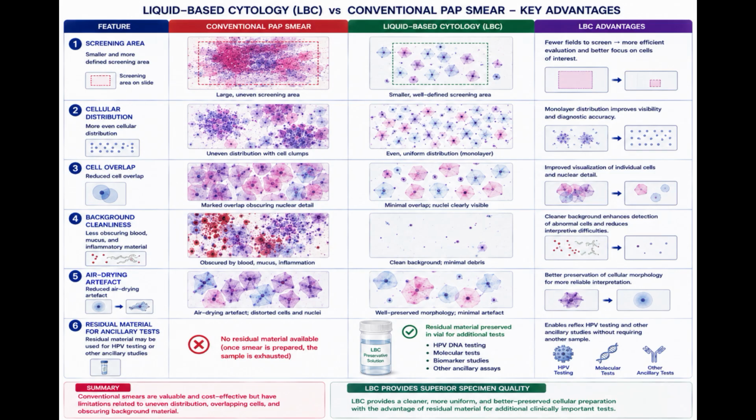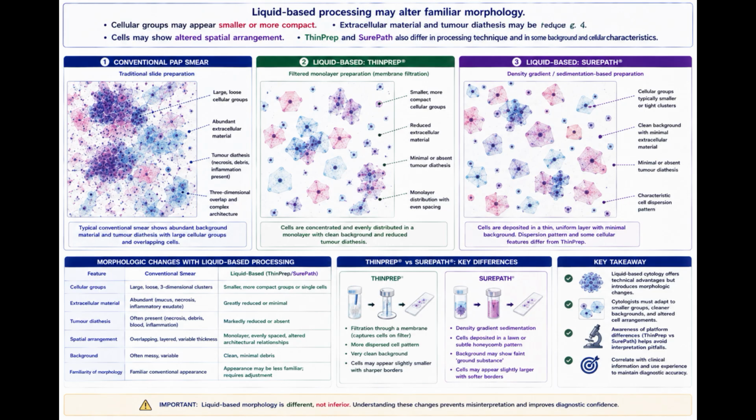Compared with conventional smears, liquid-based preparations generally show a smaller and more defined screening area, more even cellular distribution, reduced cell overlap, less obscuring blood, mucus, and inflammatory material, reduced air-drying artifact, and residual material that may be used for HPV testing or other ancillary studies. However, liquid-based processing may alter familiar morphology.